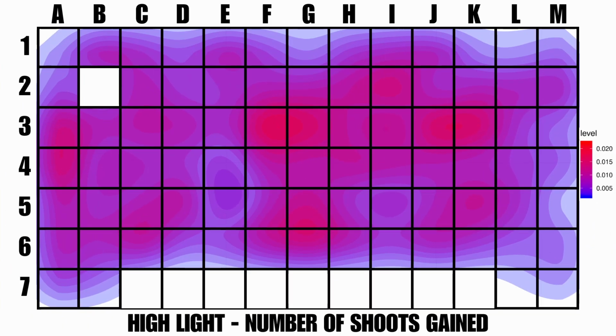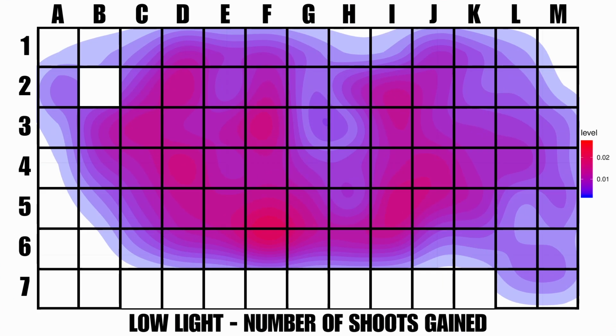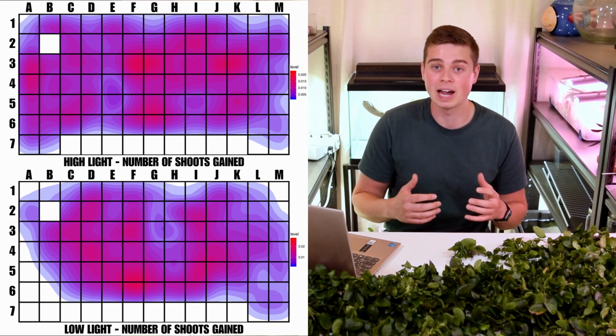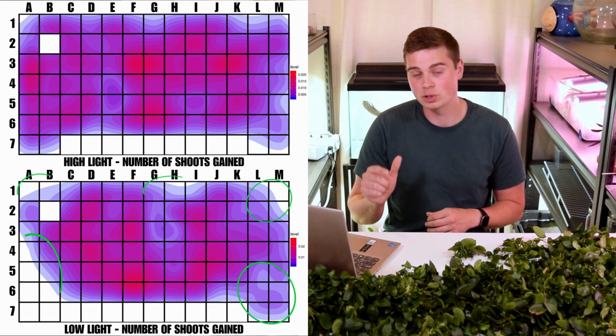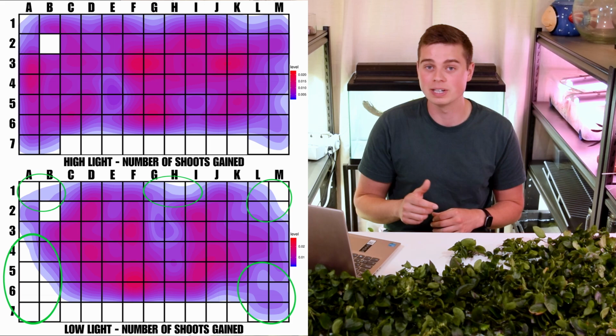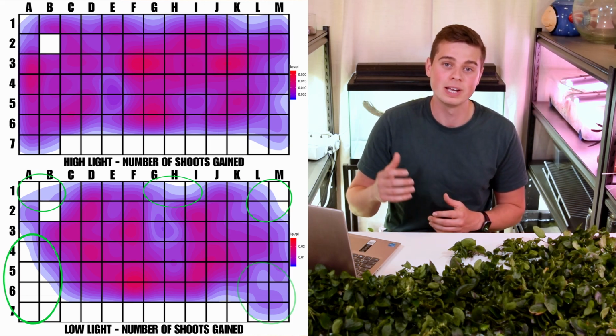And lastly, the final metric to look at is the number of shoots gained. So when looking at the heat map here, we can see that there are a few hotspots that had a particularly high number of shoots grown on the plants. And more importantly, the low light treatment actually does have a few areas that really didn't perform well in developing new shoots, which is quite interesting to see.